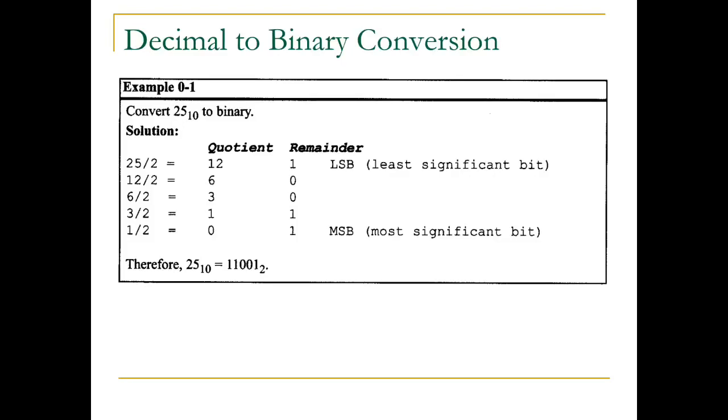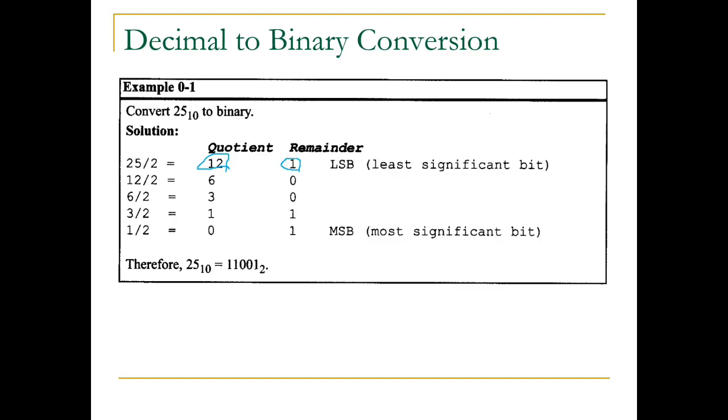Hi guys, in this video I will show you how to convert decimal numbers into binary numbers and binary numbers into decimal numbers. So first of all we are going to convert the decimal number 25 into a binary number. When we convert a decimal number into a binary number, we have to divide it by 2. When we divide 25 by 2, it gives us 12 as the quotient and 1 as the remainder.